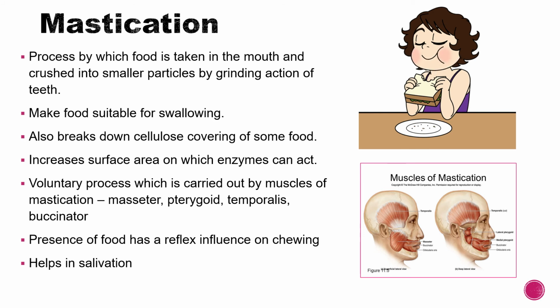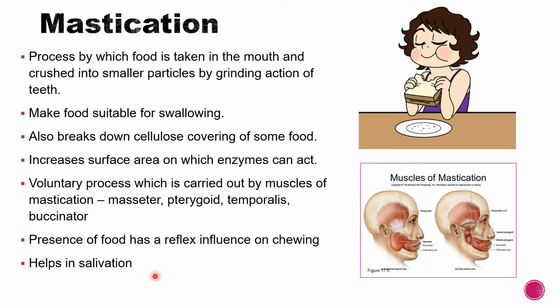Now, mastication is a voluntary process which is carried out by muscles of mastication. What are the muscles of mastication? The muscles of mastication are masseter, pterygoid, temporalis, and buccinator. If you look at the anatomical diagram on the right side, you can see all the muscles. See, this is the temporalis, this is the masseter, this is the buccinator. Here you have the pterygoids, okay, lateral and medial pterygoid.